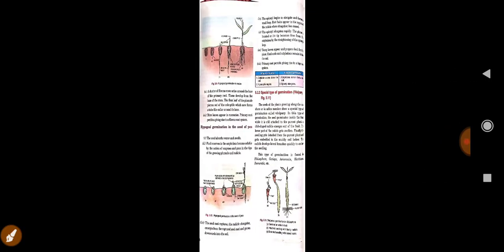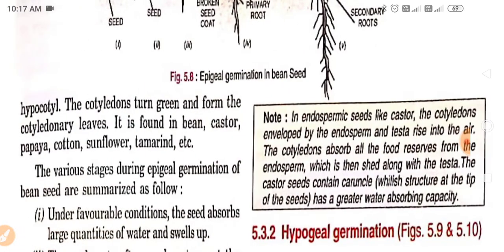Note, in endospermic seeds like castor, the cotyledons enveloped by the endosperm and testa rise into the air. The cotyledons absorb all the food reserves from the endosperm, which is then fed along with the testa. The castor seed contains a kernel, a whitish structure at the tip of the seed that has greater water absorbing capacity.